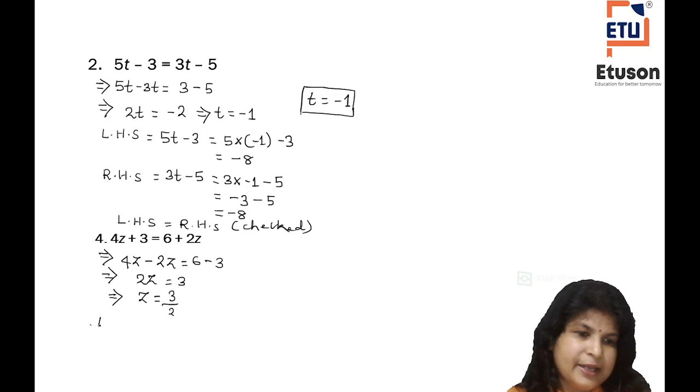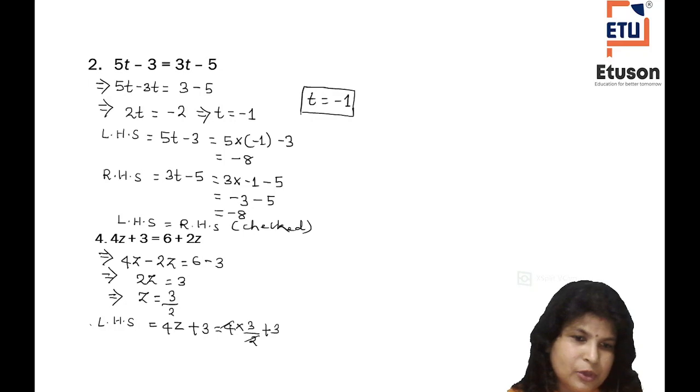Now let us check our answer. So left hand side is equal to 4z plus 3. So you put z is equal to 3 by 2. So 4 into 3 by 2 plus 3. So that is equal to, 2 and 4 get cancelled out, you have 6, and the answer is 9.